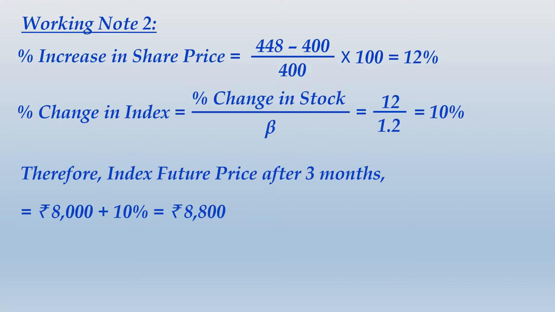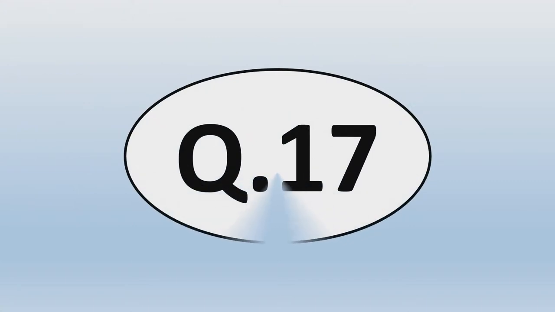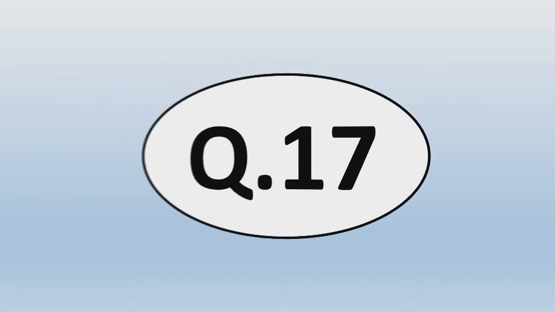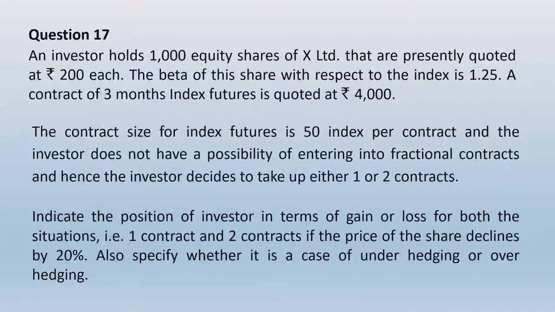Alright friends, time for us to move ahead. Let us take the next example given in question number 17. An investor holds 1000 equity shares of X Limited that are presently quoted at rupees 200 each. The beta of this share with respect to index is 1.25. A 3-month contract of index future is quoted at 4000. This time the question is giving you the beta directly. The contract size of index future is 50 index.